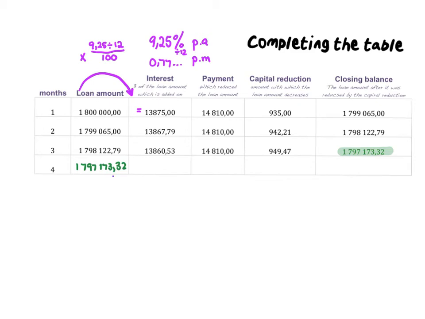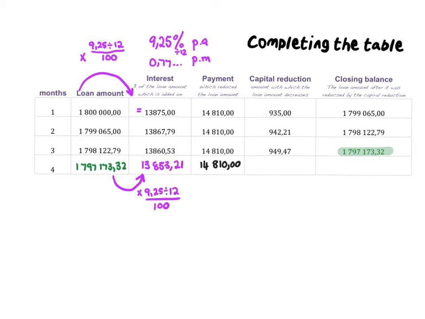To calculate the interest, we're going to follow the same procedure as what they did at the top. So multiplying by 9.25 divided by 12 over 100, and that gives me an amount of 13,853 Rand and 21 cents. Remember that your payment stays the same every month, so there's no calculation needed here.